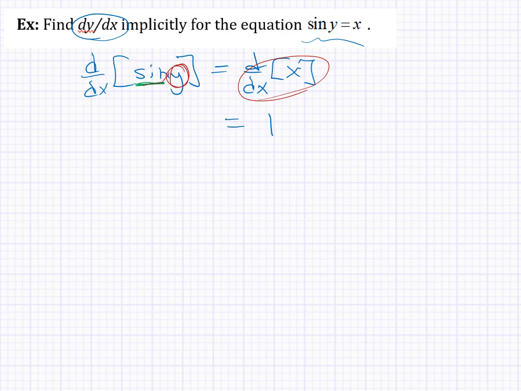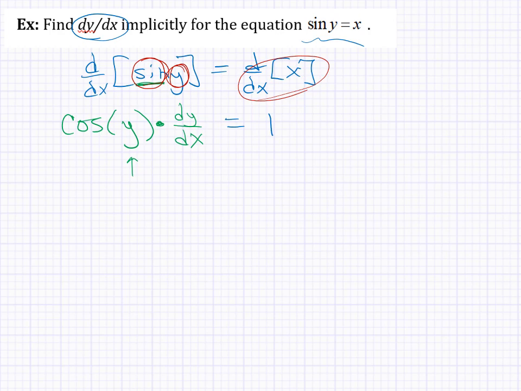So if I take the derivative of the outside function first, I would have cosine. The inside function is going to stay the same. Then I have to multiply by the derivative of that inside function, so the derivative of y with respect to x is dy dx.